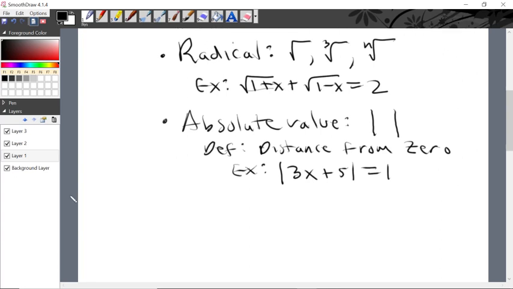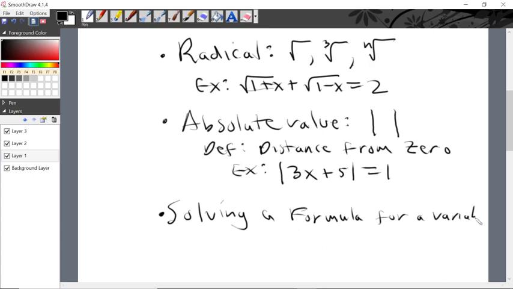And then one more thing that we want to take a look at here in this section, and that's going to be solving a formula for a variable. Now, a formula in mathematics is an equation with more than one variable in it. So it is a way to relate more than one variable quantity to each other.